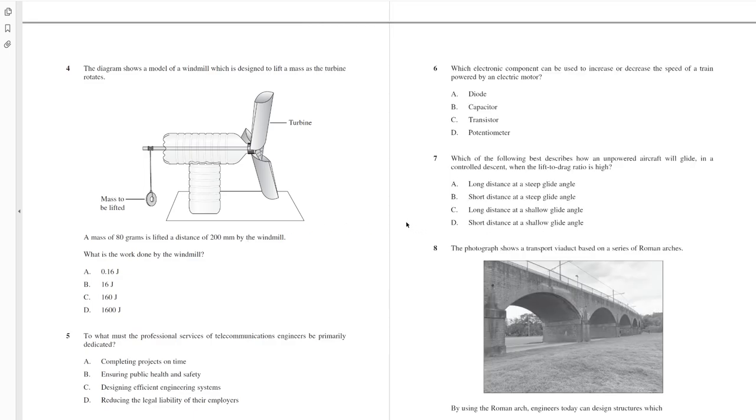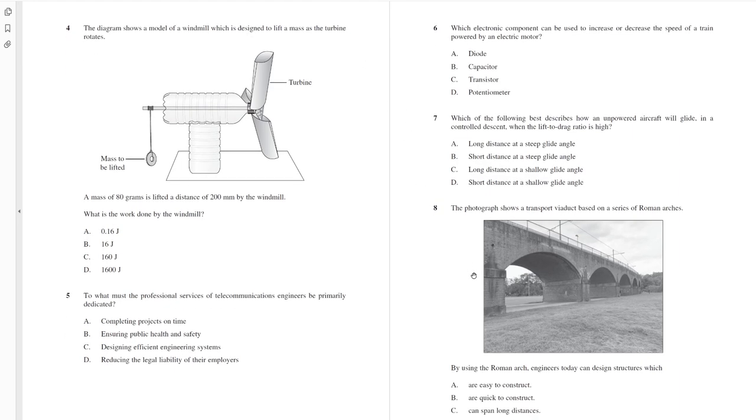There we go, this will be better. Now this one here, question 5, I didn't like this, but most people seem to get it. Okay, so yep, they've said engineering, public health and safety. The thing I try to say to students is, if you have a serious health accident on site, you will not finish on time. You will not be efficient, and you will probably get sued.